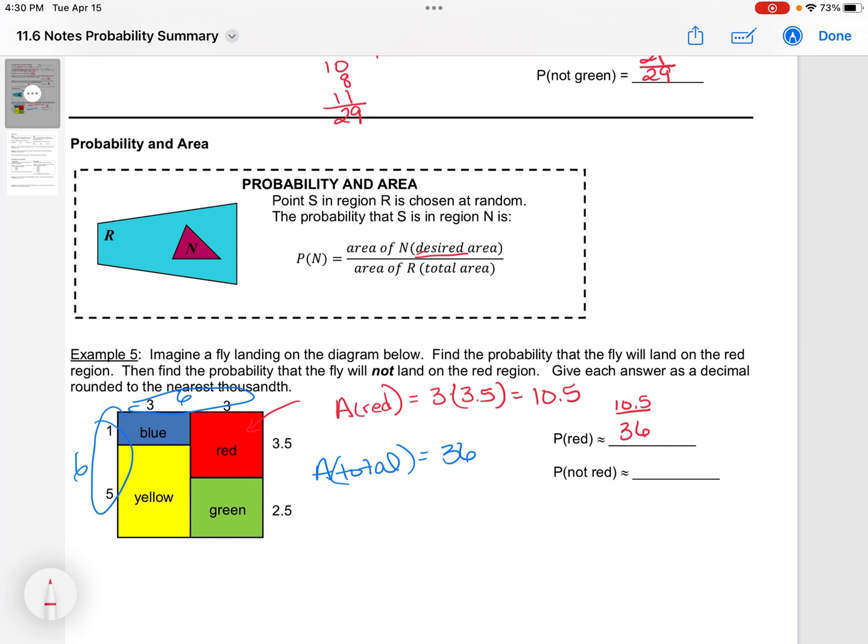So the probability of not red is going to be 36 minus 10.5. Whatever the difference is, whatever's left, is going to be the probability of not red. So 25.5 makes sense. So the probability of it not landing on red is 25.5 over 36, which, if you added them together, would be 36 over 36. The probability it landed somewhere in the square would be 100%, because we're going to assume it would land somewhere in that square.